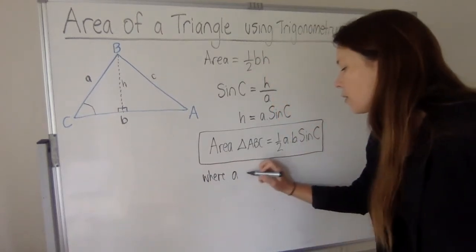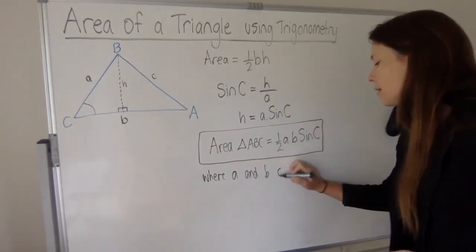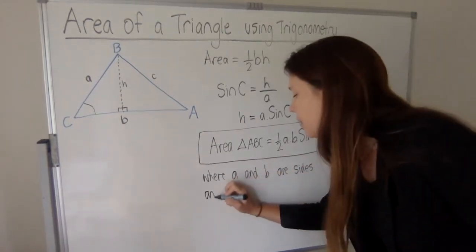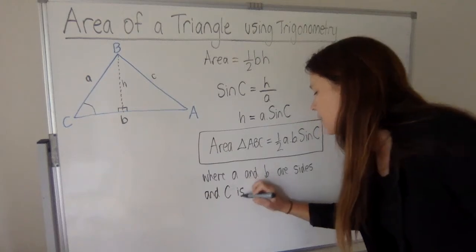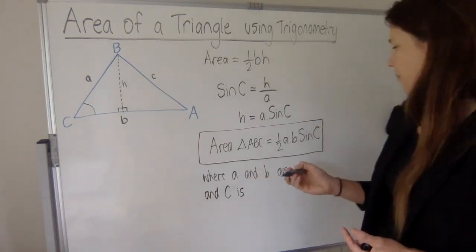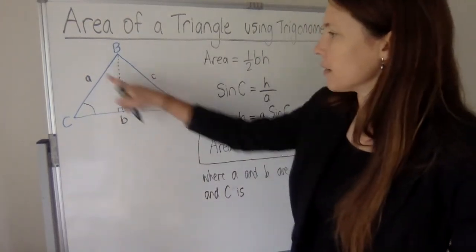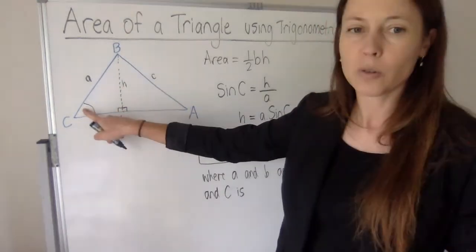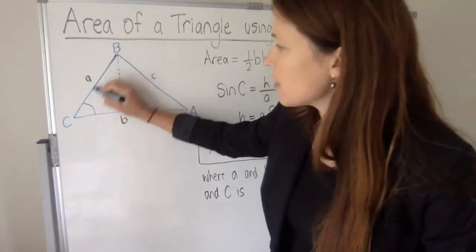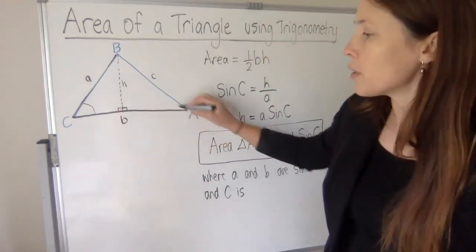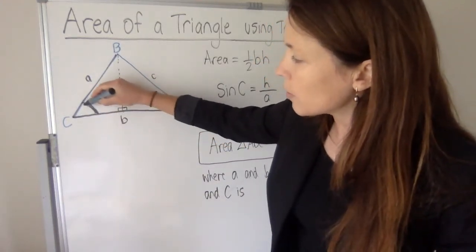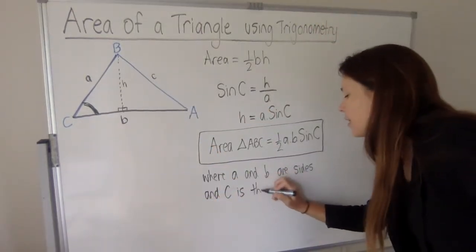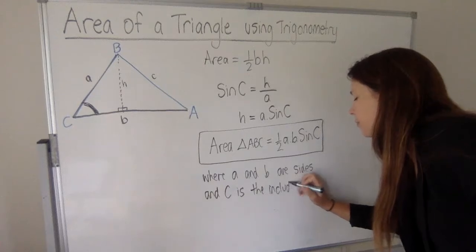So let's put some detail where A and B are sides, and C is, now it's not just any angle, is it? If we look at where A and B are here, this angle C is special. It's not just any of the angles, it's the included angle, which means that between the two sides that you have, you need to have the angle that sits right between them. So C is the included angle.